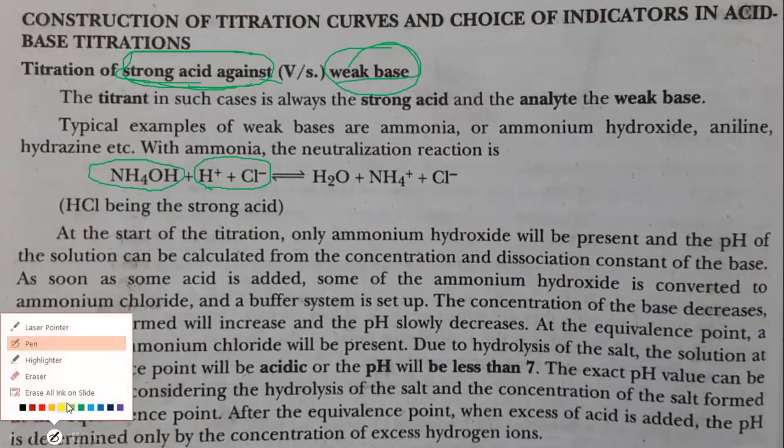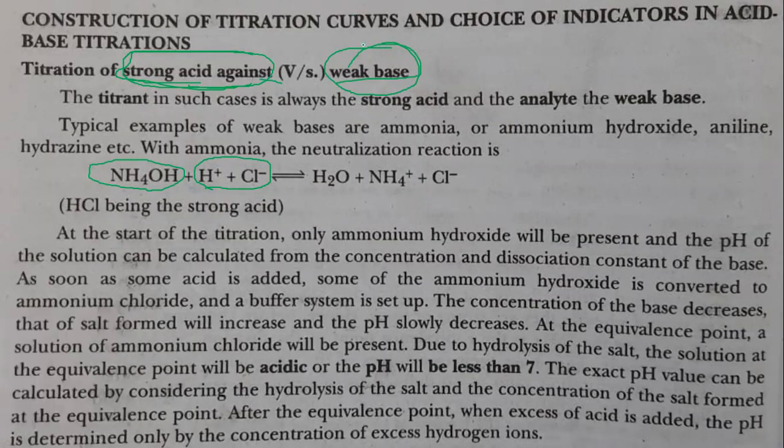Now see, this is the construction of the titration curve and choice of indicator in acid-base titration. Here you are taking sodium hydroxide versus hydrochloric acid. So this is the reaction. Now what is happening? If you are adding acid from the burette, your solution's pH is going from the basic form. Initially it is a basic pH. And gradually, as you add HCl from the burette, how will the pH change?